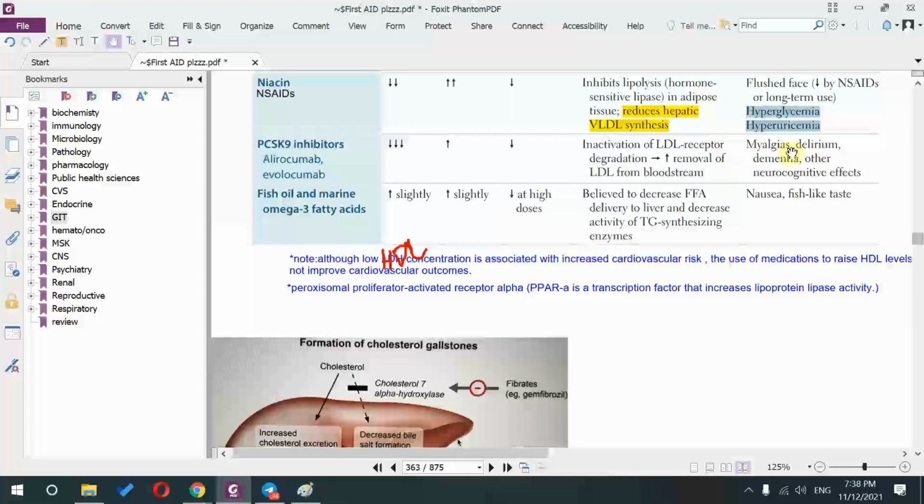Okay? You must know about two side effects, the myalgia and the encephalopathy. They ask about the encephalopathy.